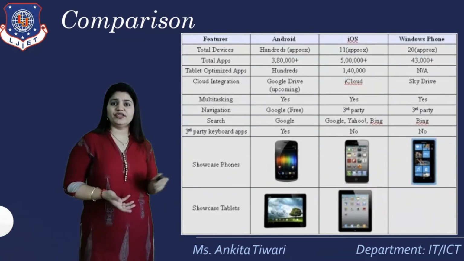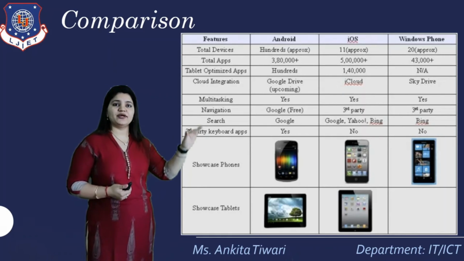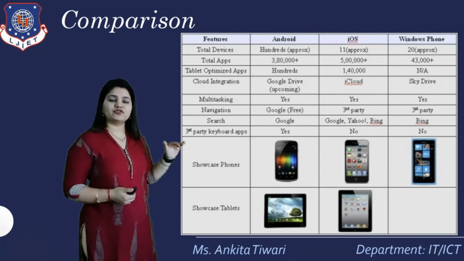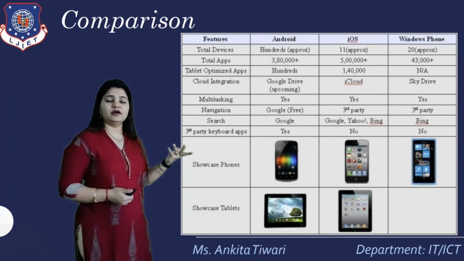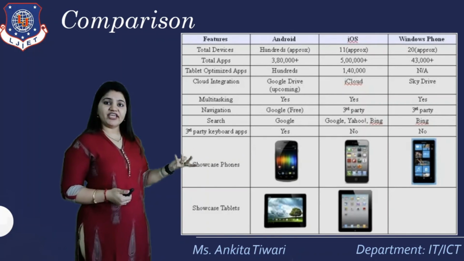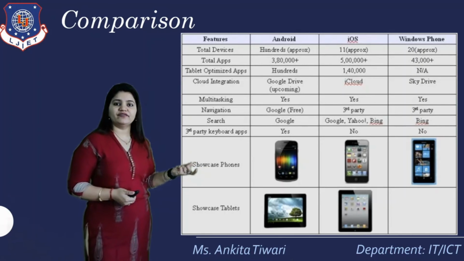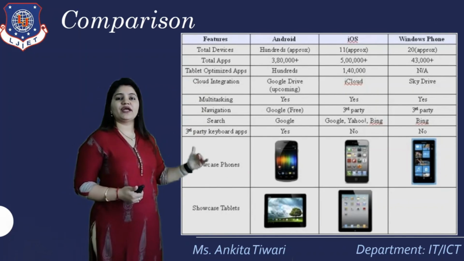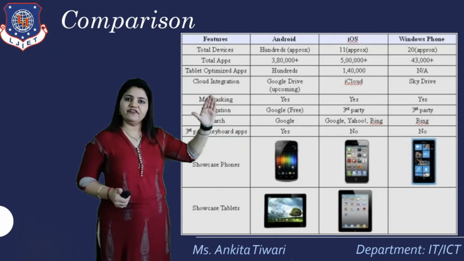As you can see, I have explained the three mobile operating systems: Android, iOS and Windows. Here are the features given: total devices, total apps, tablet optimized apps, cloud integration, multitasking, navigation, search capability, and third-party keyboard apps, which uses showcase phones and showcase tablets. These are the different parameters where Android is compared with iOS and with Windows.